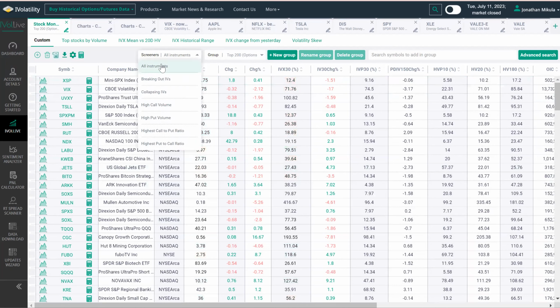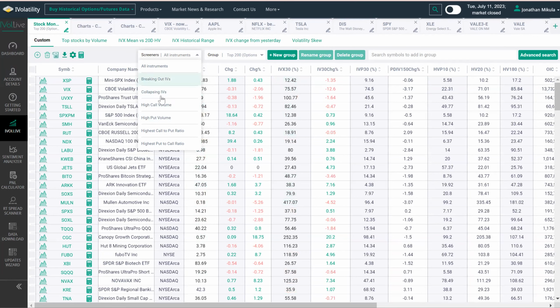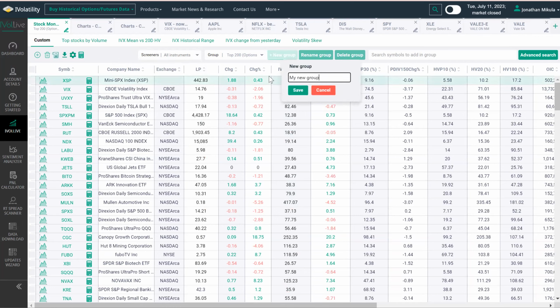You can always screen by all instruments, which will be alphabetized until you start sorting by the columns. And then we also have breaking out, collapsing, high call volume, high put volume, highest call to put, and highest put to call. So again, this is great if you don't already have a trading idea. So I already have Vale as our example for today. But if I didn't, I could run these screens, and within 5 or 10 minutes, I would have a handful of ideas. I'd come here, I'd create this new group, July 11th ideas.